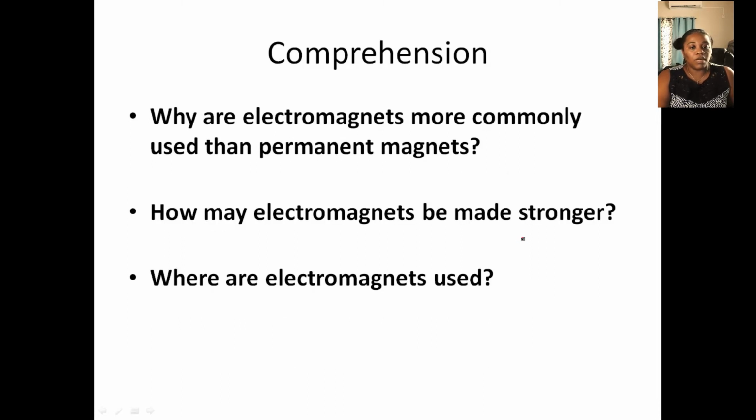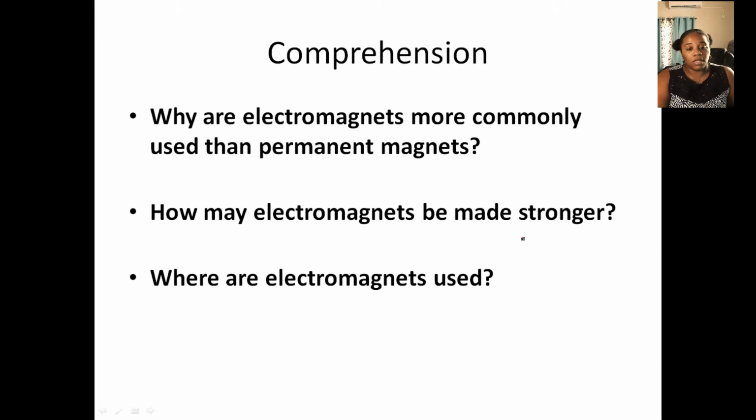Why are electromagnets more commonly used than permanent magnets? That's because you can control them. In terms of control, it means that you can turn it off or turn it on, 1. 2, you could actually increase the strength or decrease the strength. So this is all falling under control, right?